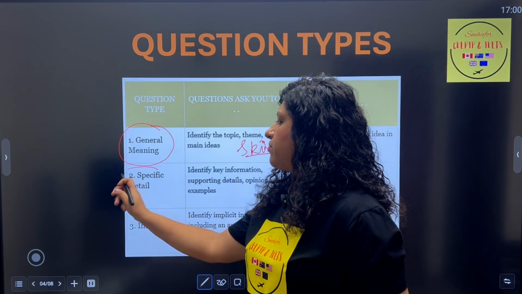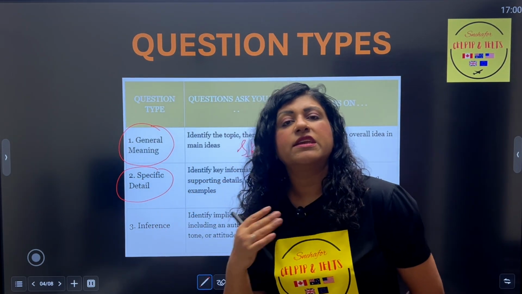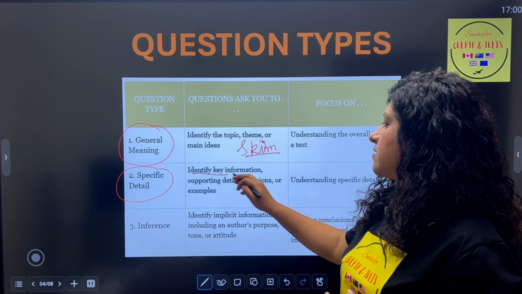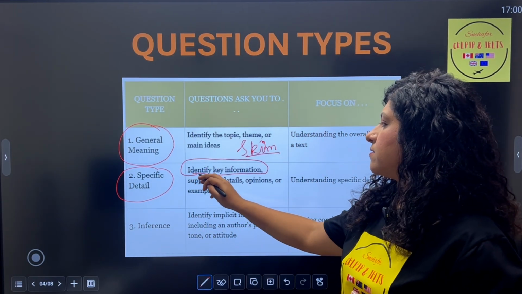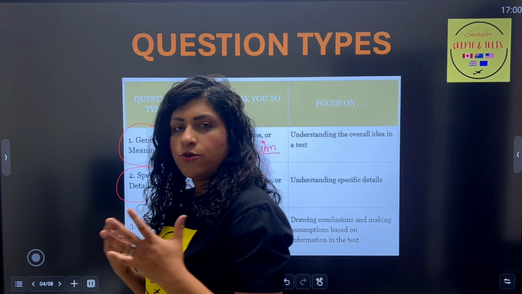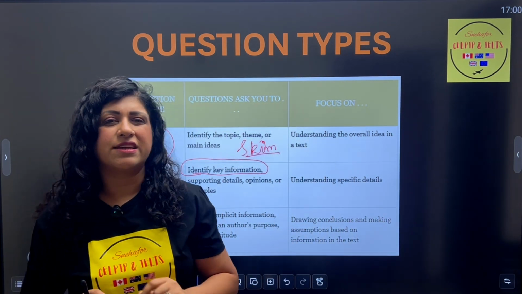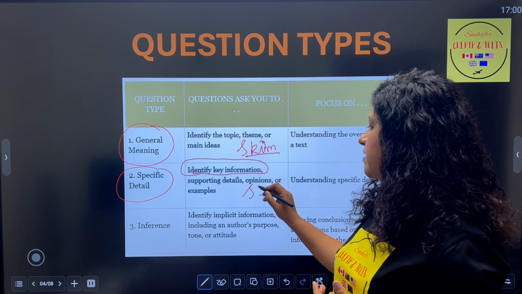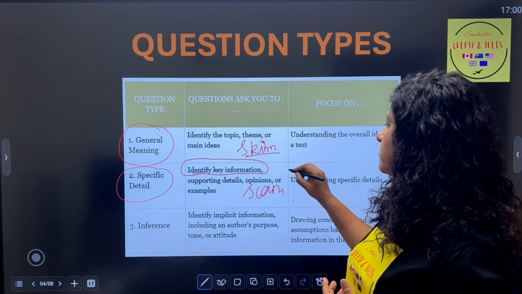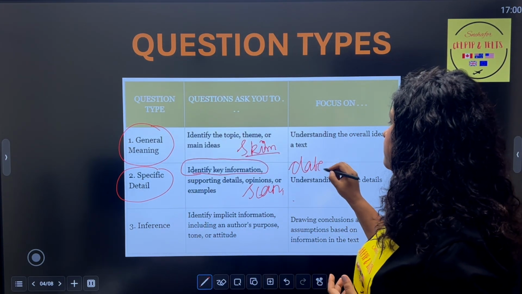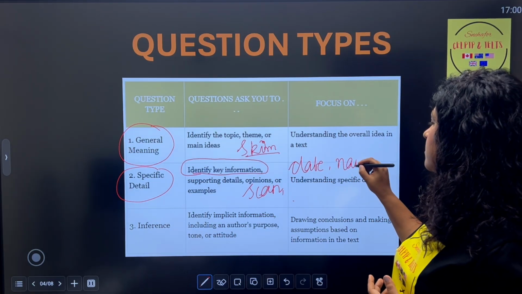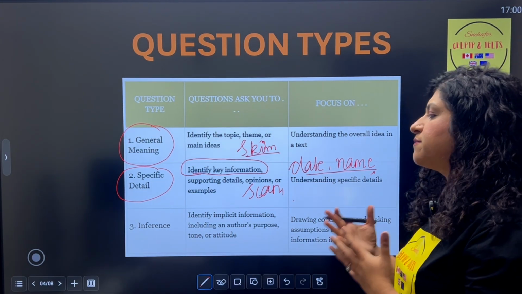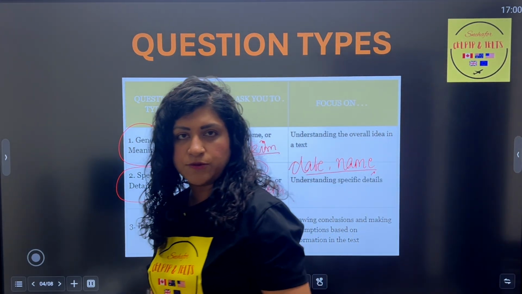Then question number 2 is the specific detail type of question. Here, what you'll be doing is focusing on some key information. You'll be looking for some keyword in the text, and for that you'll be using scanning. So you might be searching for a date, you might be searching for a name. These are the key information that you might be searching for in specific detail type questions.